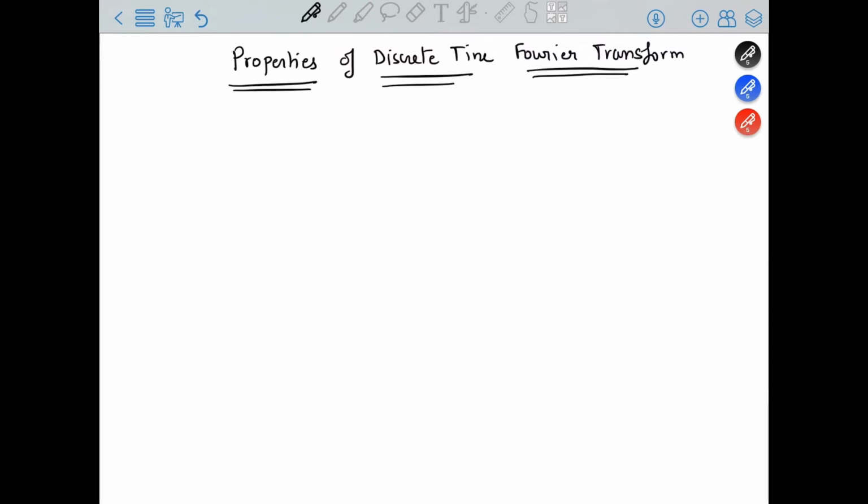So we will start with our first property. The first property is periodicity. It is quite evident that a discrete time Fourier transform is always periodic with period 2 pi.